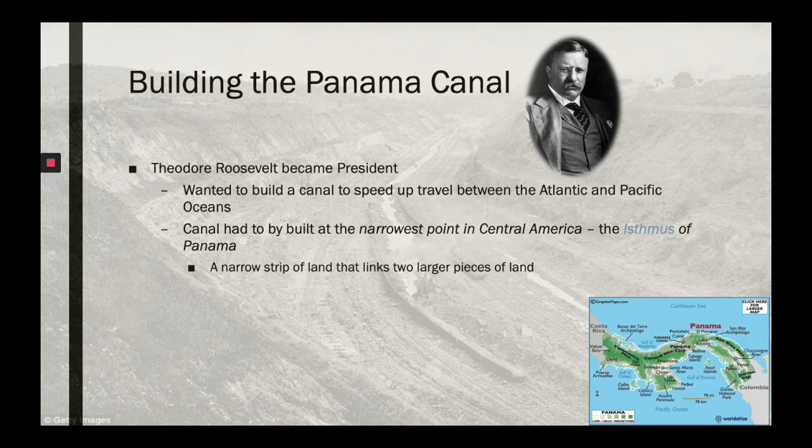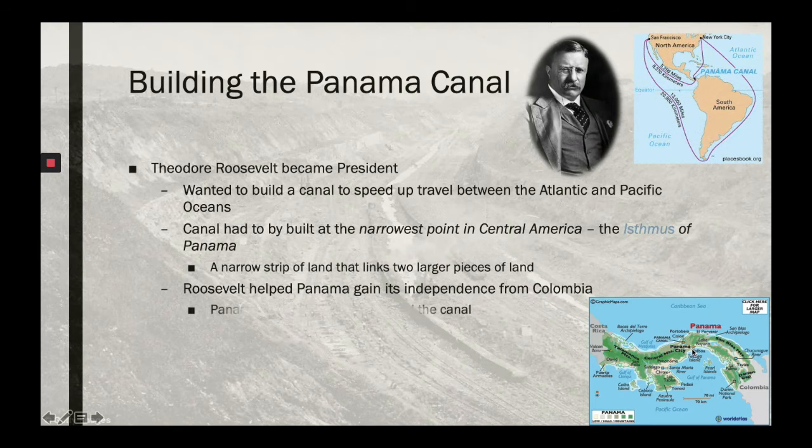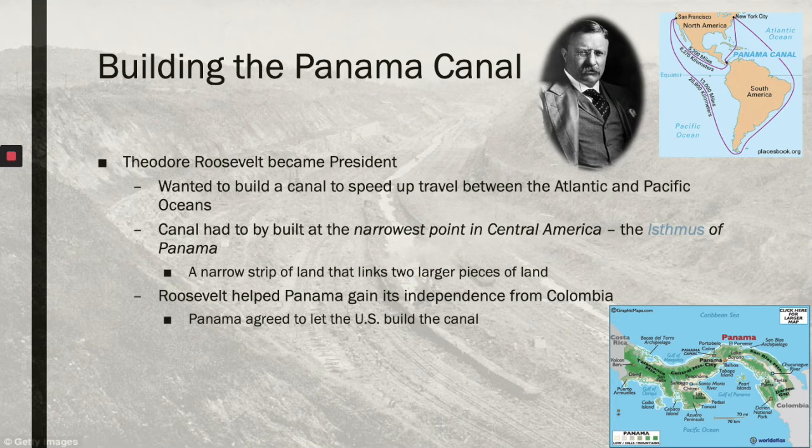So there's isthmus. Isthmus is a narrow strip of land that links two larger pieces of land. So this would be the isthmus here as your vocabulary word. Roosevelt helped Panama get its independence from Colombia, which used to control it. After that, the French started to build the canal. However, they were not able to complete it. So Panama agreed to let the U.S. continue building the canal, and we were able to finish it as a country.